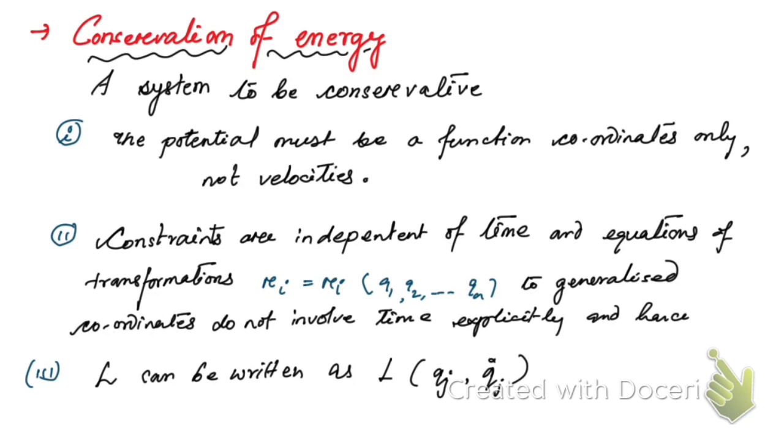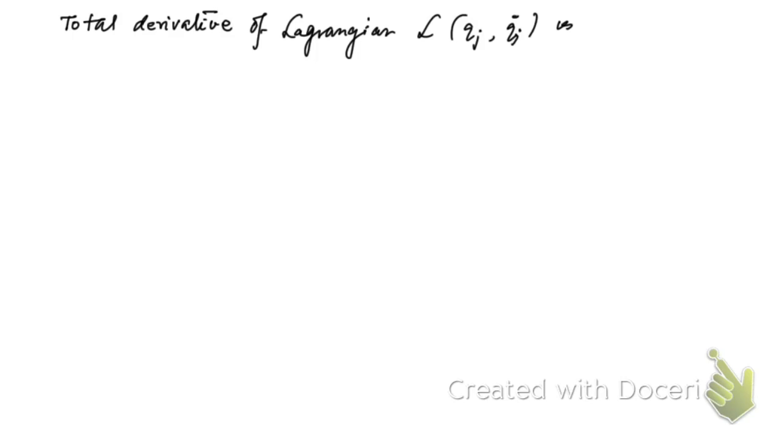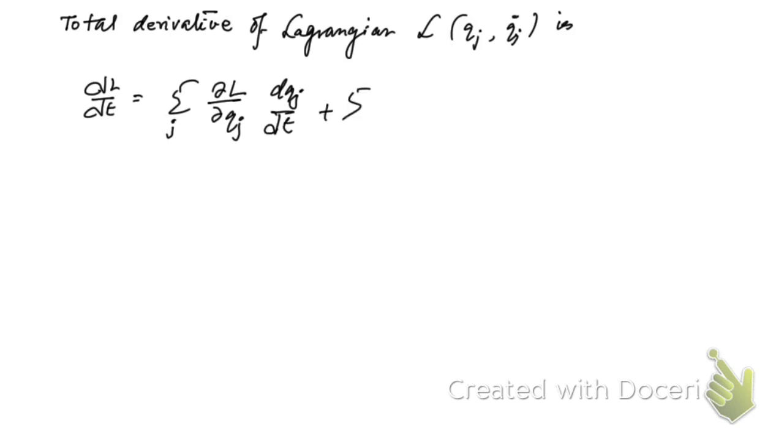So now let's go to the next page. The total derivative of the Lagrangian, which in our case is a function of position and velocity, q_j and q_j dot, is given by dL/dt = summation over j of ∂L/∂q_j times dq_j/dt, plus summation over j of ∂L/∂q_j dot times dq_j dot/dt.